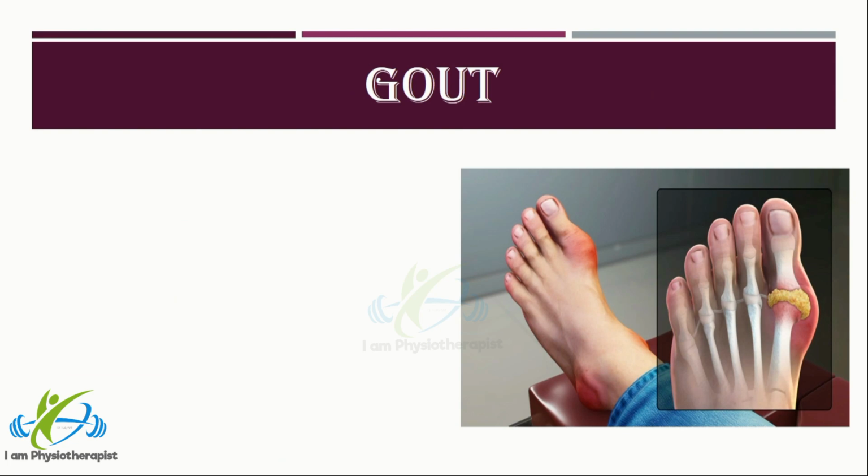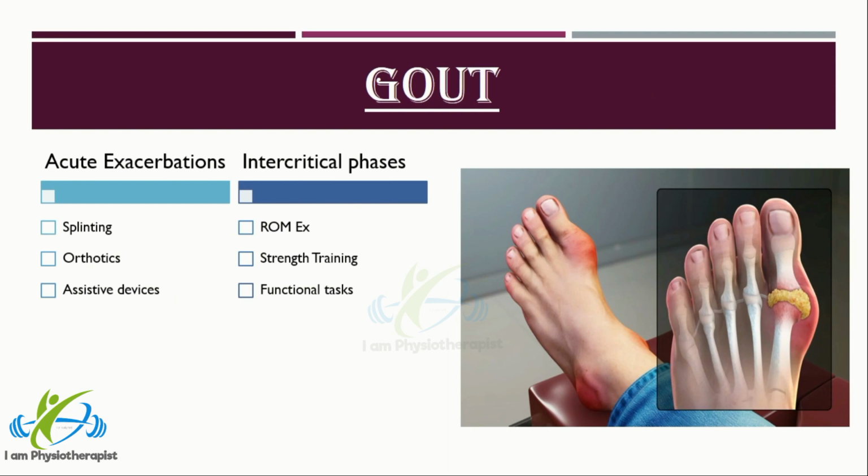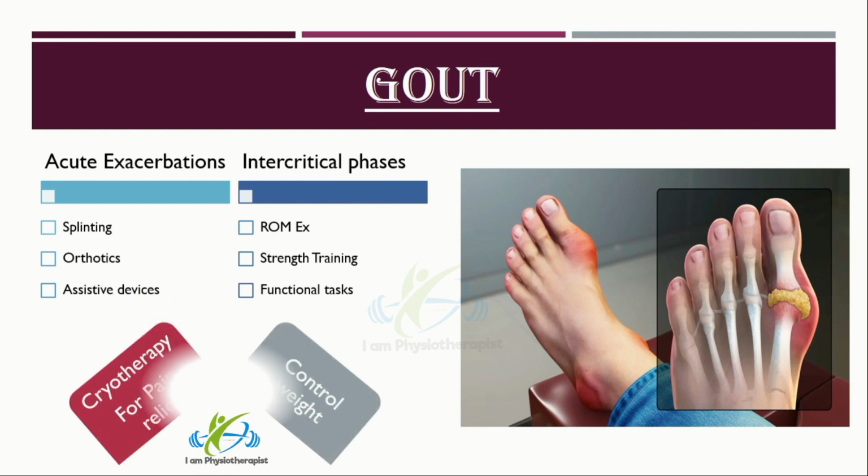Gout is a metabolic disorder, however, because the clinical presentation closely resembles arthritis, gout is also classified as a form of crystal-induced arthritis. During acute exacerbations, the physical therapist should focus on reinforcement of the management program and splinting, orthotics, or other assistive devices to protect the affected joints.